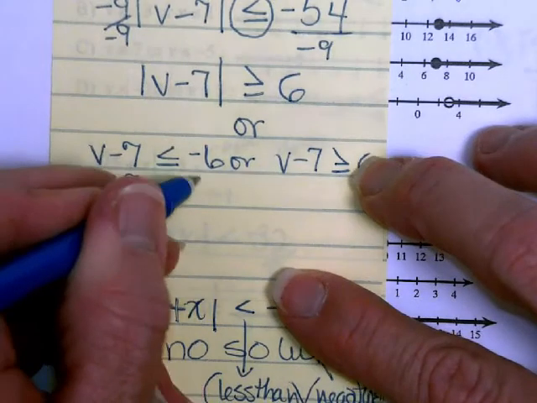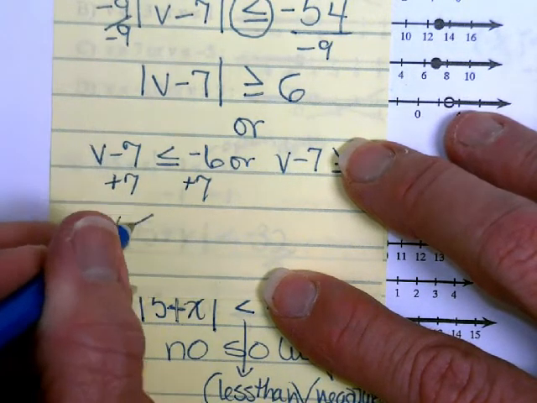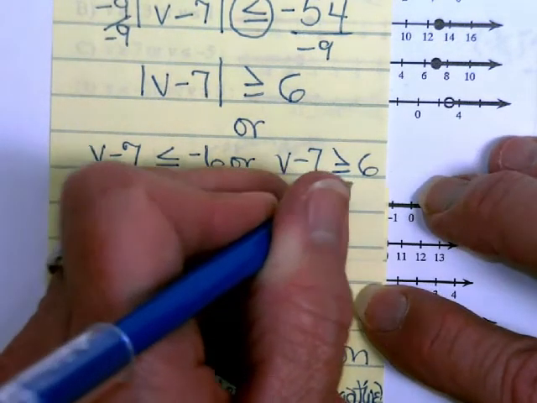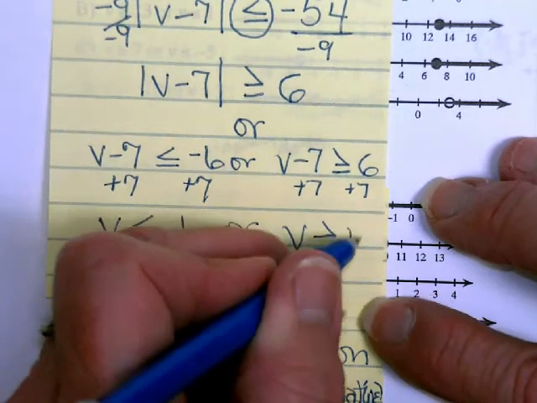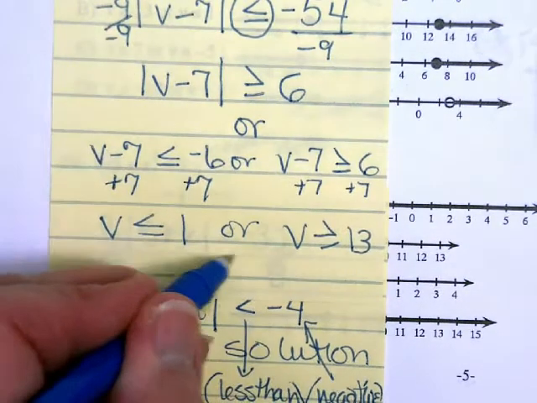Add 7. So we have our or story. They can't go together. They're airplane wings. Add 7. Do I have a 13 with a closed dot? Looks like B.